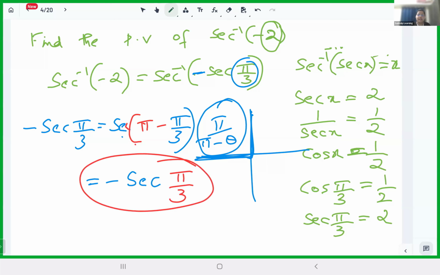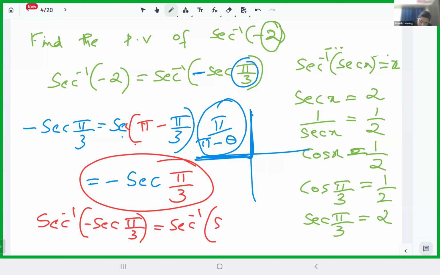So minus sec pi by 3 can be written as sec of pi minus pi by 3. So this one can be written as sec inverse of minus sec pi by 3, and minus sec pi by 3 can be written as sec inverse of sec of pi minus pi by 3.